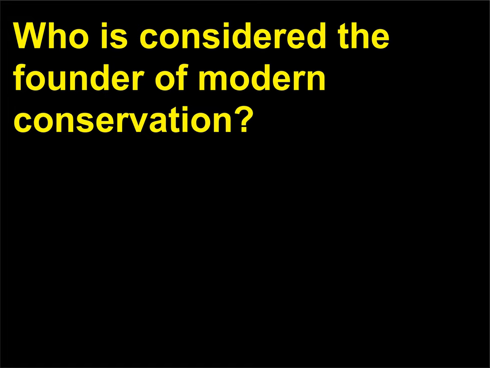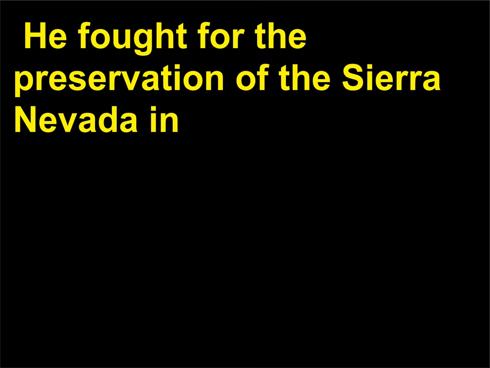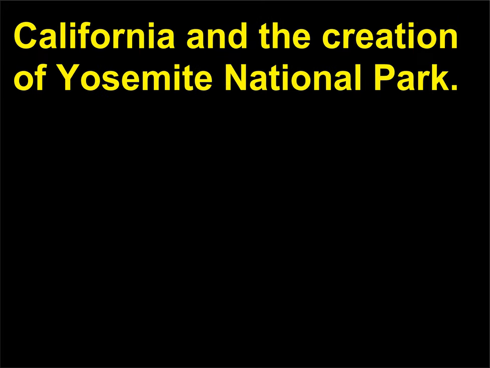Who is considered the founder of modern conservation? American naturalist John Muir, 1838-1914, is the father of conservation and the founder of the Sierra Club. He fought for the preservation of the Sierra Nevada in California and the creation of Yosemite National Park.